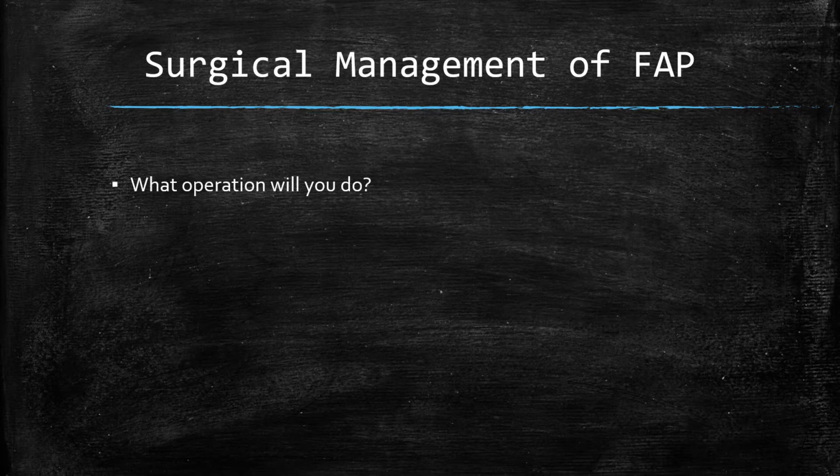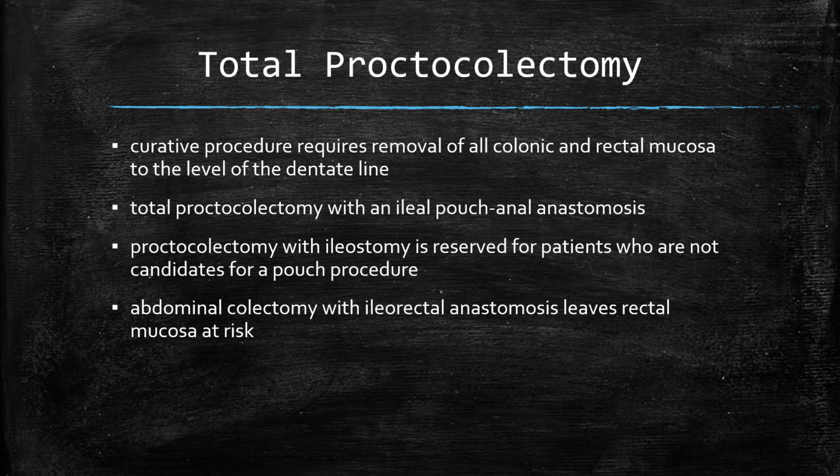For a patient with familial polyposis, what operation will we do? A timely total proctocolectomy will eliminate the colon cancer risk in these patients. All of the colonic and rectal mucosa must be removed to the level of the dentate line. Most of these patients will have an ileal pouch anal anastomosis as their reconstruction. It would be an unusual patient who isn't a candidate for this procedure.